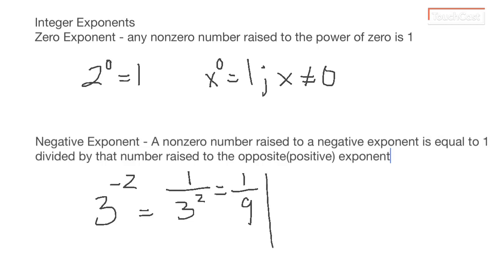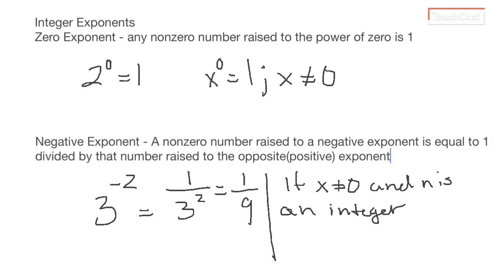We can generalize this by saying if x does not equal 0 and n is an integer, so a positive or a negative whole number, then x to the negative n power is going to equal 1 over x to the positive n power.